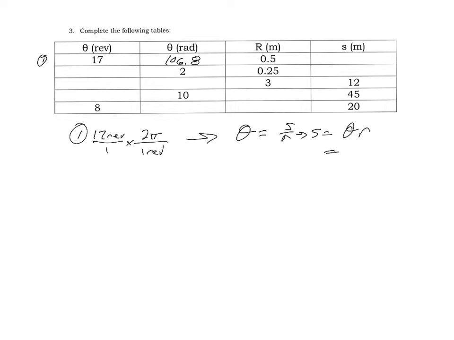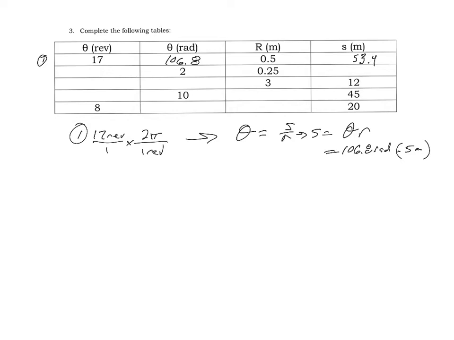So my radians was, what did we put in there already? 106.8. Radians times my radius, which is 0.5 meters. So I already had that 106.8 in my calculator times 0.5. I'm going to get 53.4. That's a lot of radians, so that makes sense.